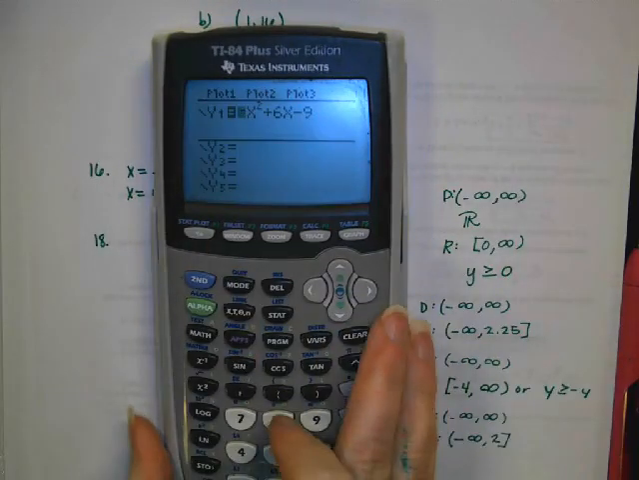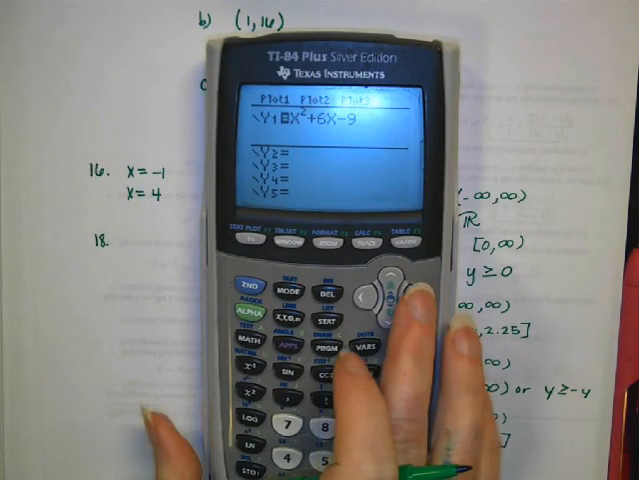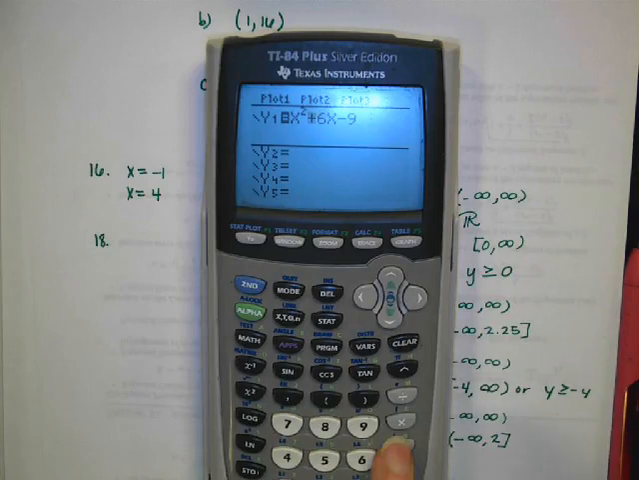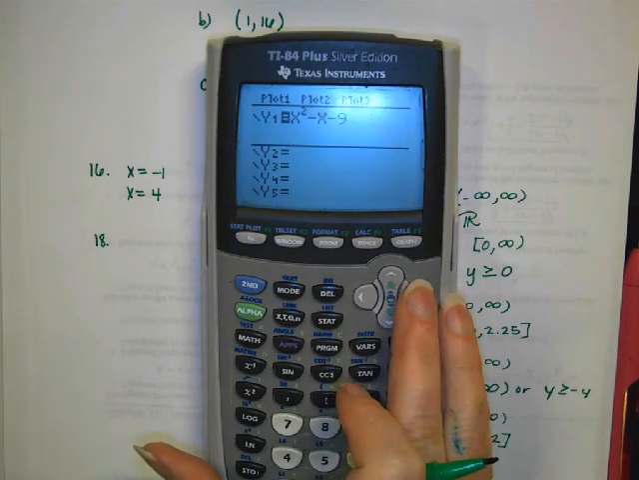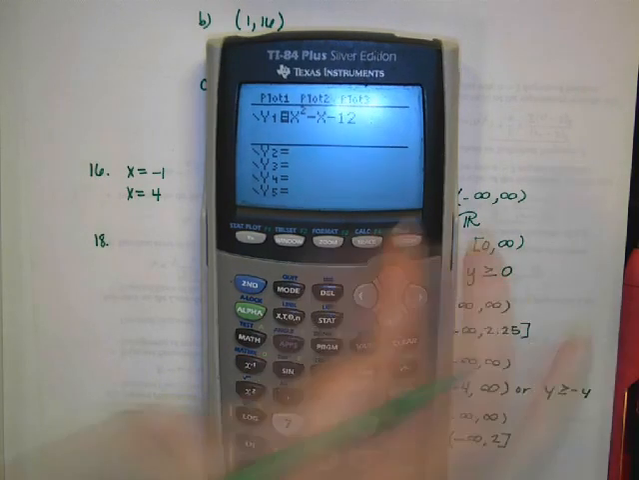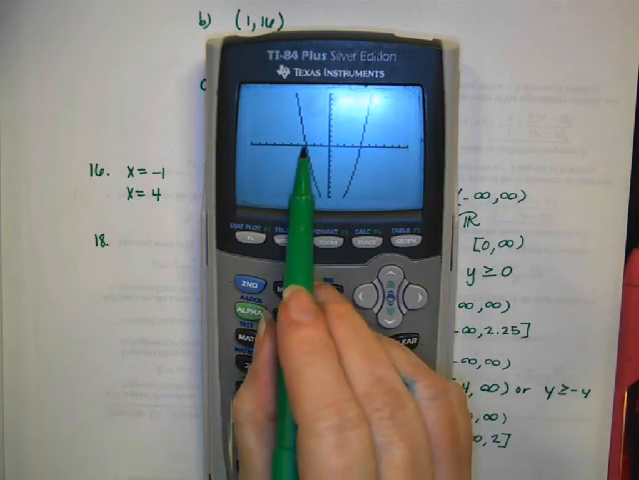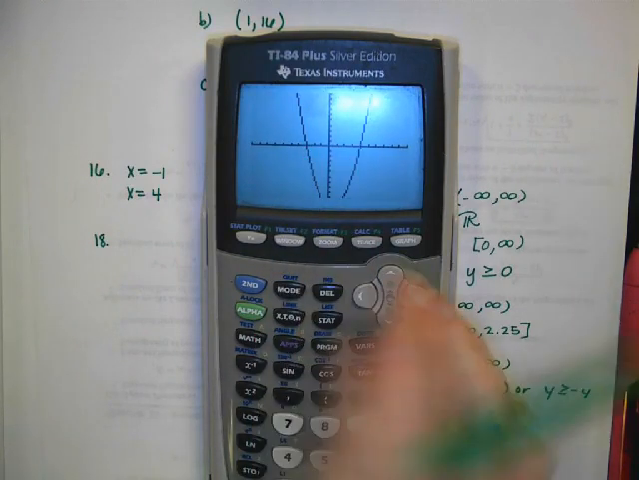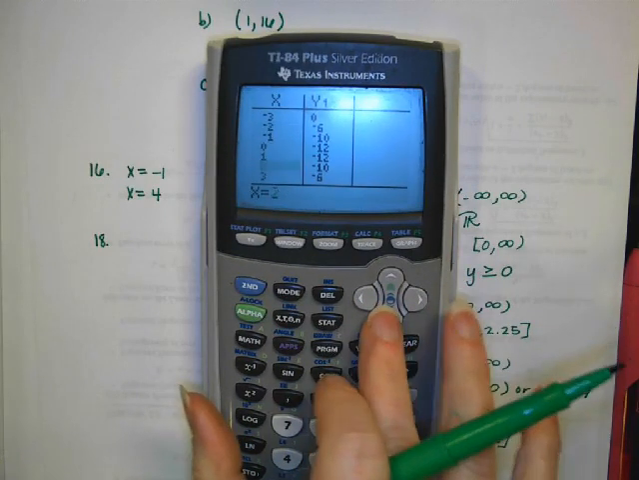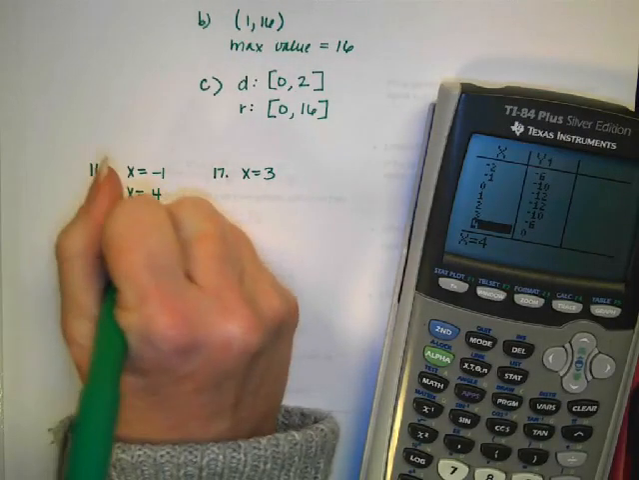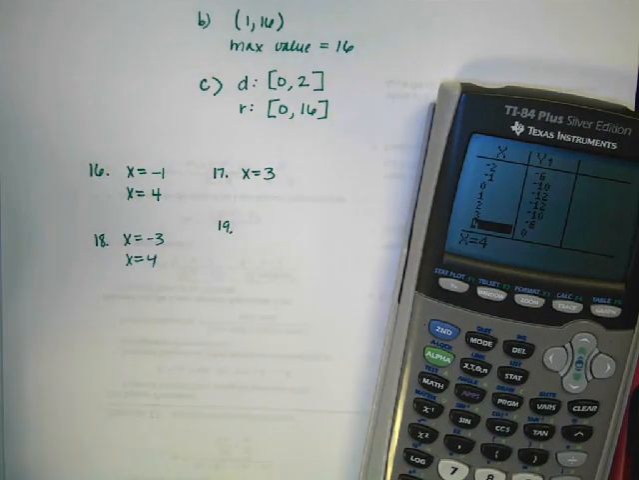All right, let's go back and type in our next one. So we've got x squared minus x minus 12, graph. All right, it looks again like I can see these. It looks like it's going to be -3 and maybe 4. So I'm going to my table, -3 and 4. All right, so 19.